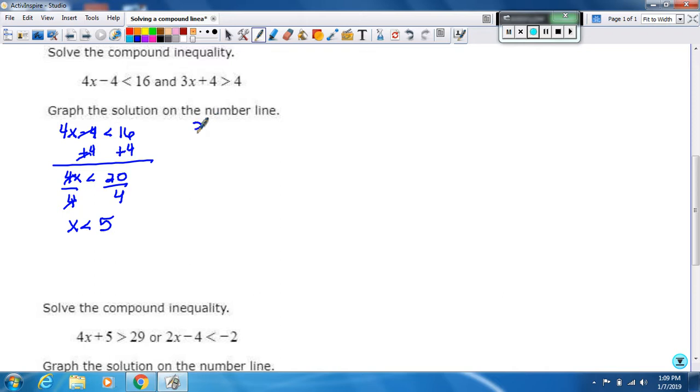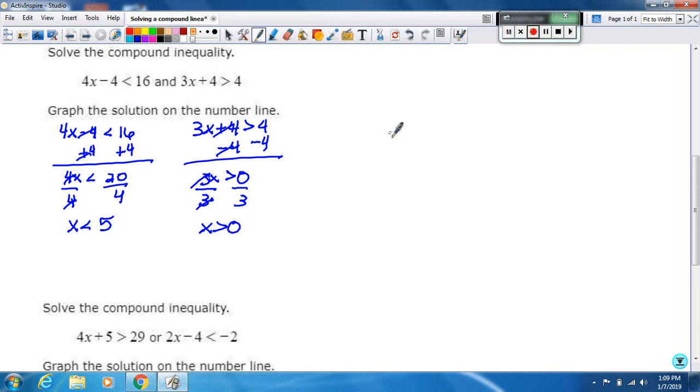The next one, 3x plus 4 is greater than 4. I'm going to start by subtracting 4 from both sides. Bring down the 3x, opposites cancel, is greater than 4 take away 4, which is 0. I'm going to divide both sides by 3. Top cancels with bottom. x is greater than 0, since 0 divided by anything is just 0.